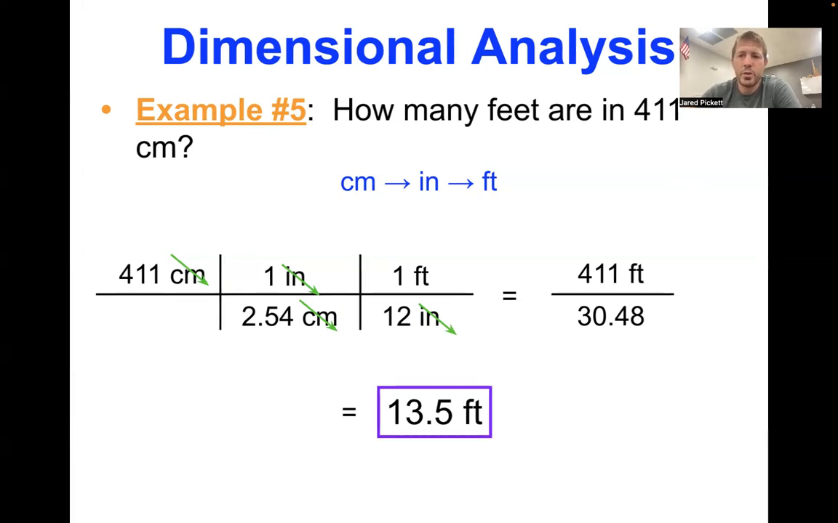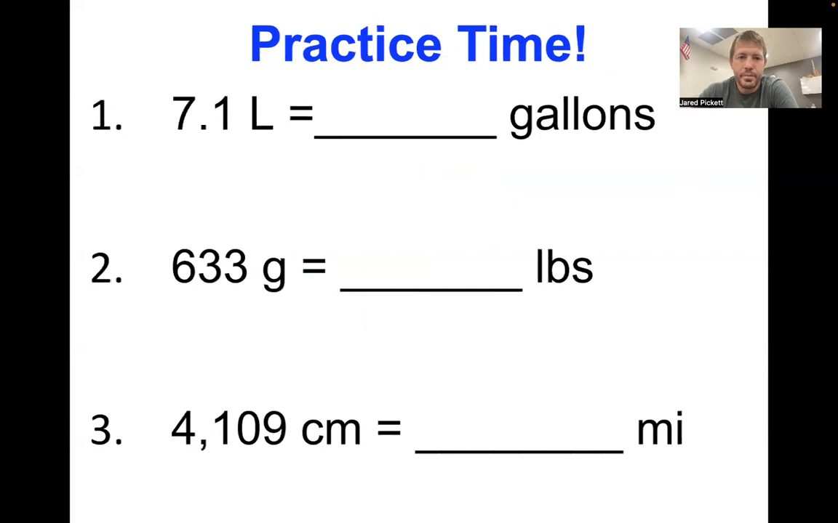So how many feet are in 411 centimeters? 13.5 feet. Now, using your reasonable brain, by the way, a meter stick is 100 centimeters. So if you take 4 meter sticks and lay them basically end to end, that seems like a reasonable answer, 13.5 feet.